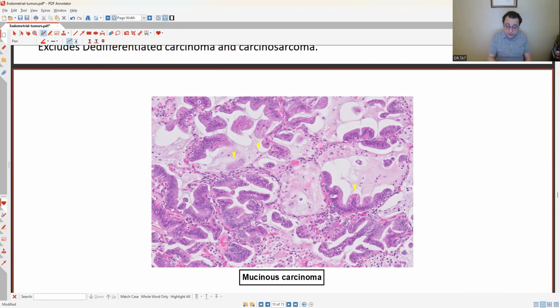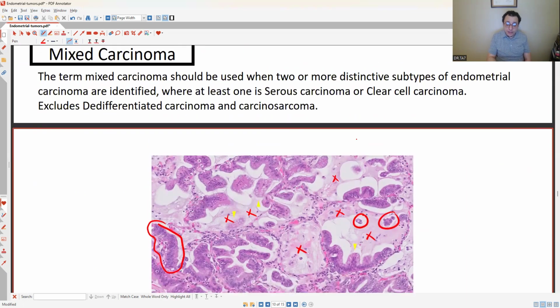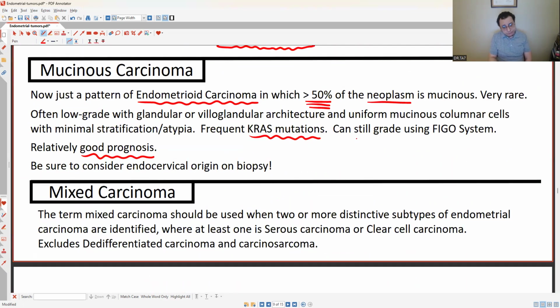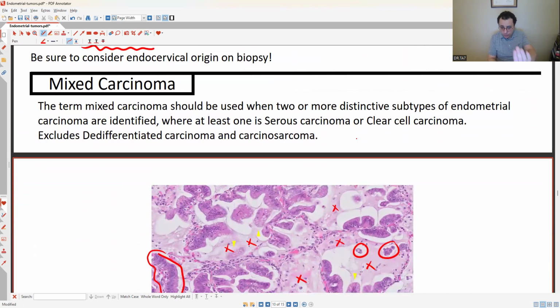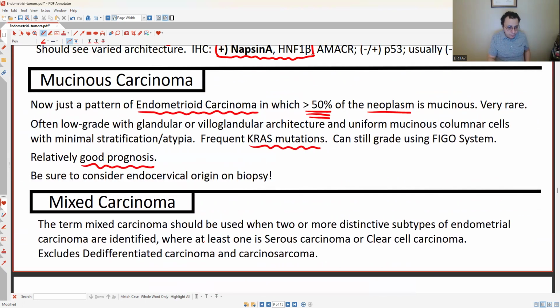So see that he didn't include a picture for mucinous, so I tried to get a good picture for that. Here are the malignant endometrial glands, and here are the pools of mucin, making up more than 50% of the tumor, with some cells floating in the mucin pools, as you see right there. It's good prognosis, and you have to make sure that these are not endocervical glands, and this mucin is not coming from the endocervix. However, it's very easy to differentiate.